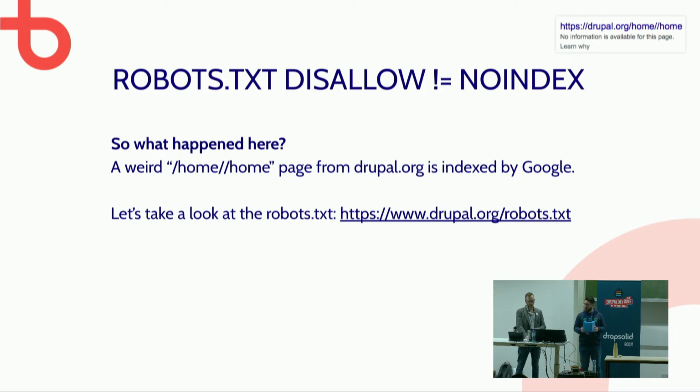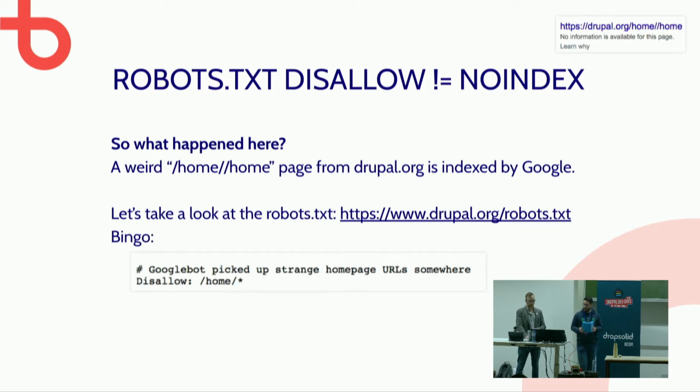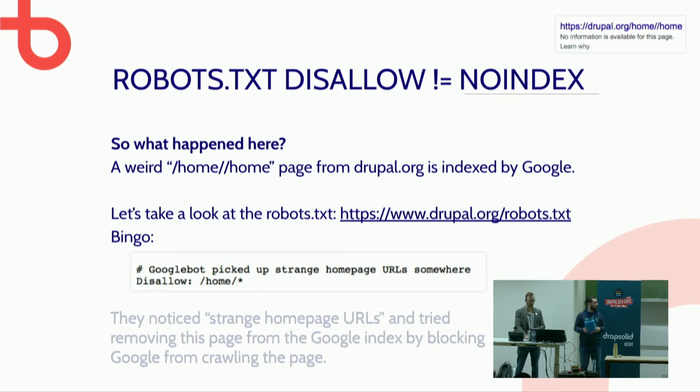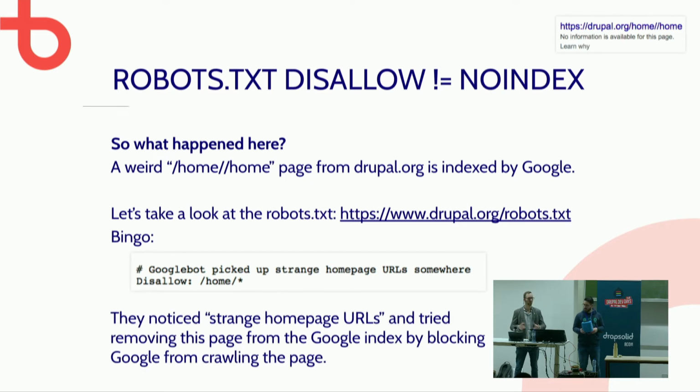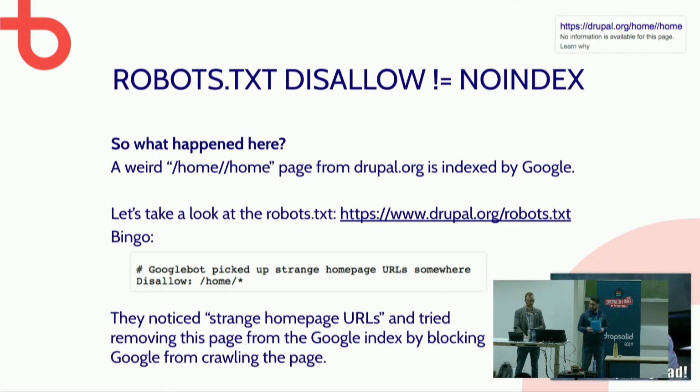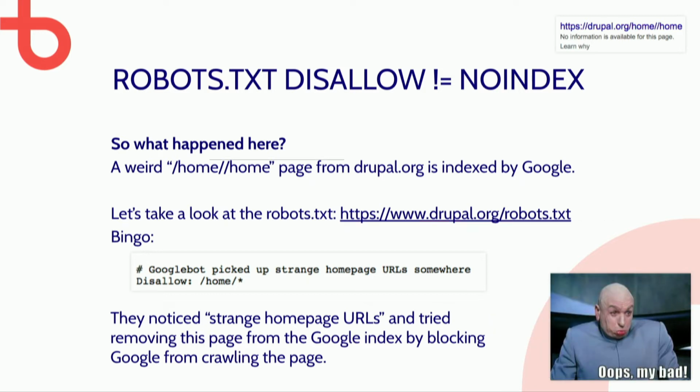If we look at the robots.txt file, we can see that there's an instruction here. We notice the comment, Googlebot picked up strange homepage URL somewhere. So some of the devs did notice that something went wrong here, and they tried to fix it by adding a disallow rule in robots.txt. But of course, this had the opposite effect, because they disallowed Google from crawling the page, but they didn't disallow it from indexing. So now the page is indexed forever, because Google is not able to crawl it and maybe see a noindex instruction. They really messed up there a little bit.